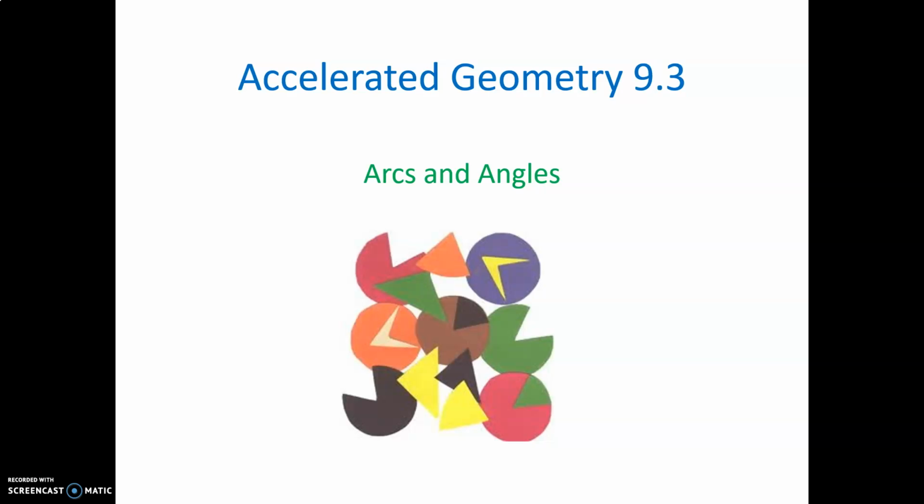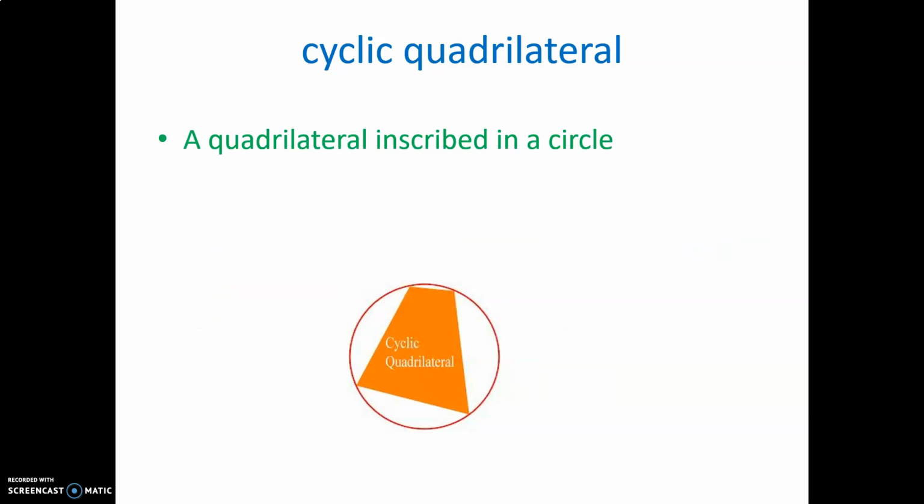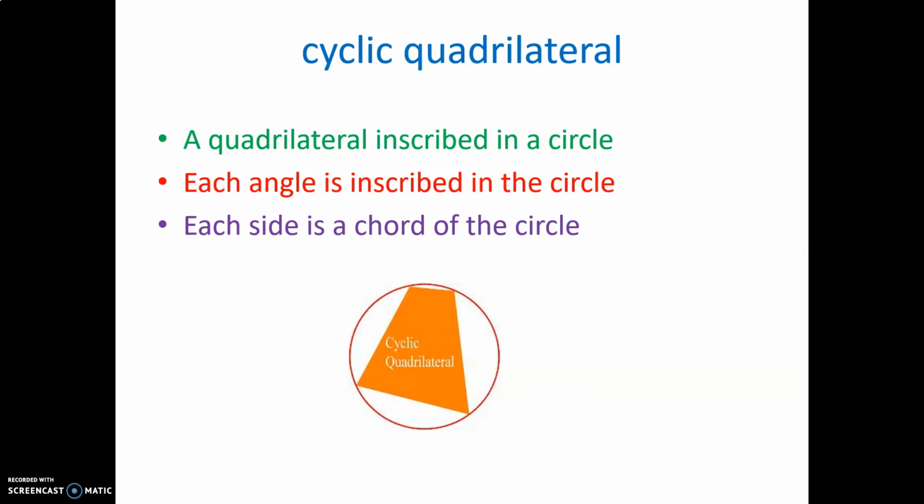This is section 9.3 of accelerated geometry, arcs and angles. First of all, we have to have a definition. A cyclic quadrilateral is a quadrilateral, a four-sided figure, inscribed in a circle. Each angle is inscribed in the circle, and each side is a chord of the circle.